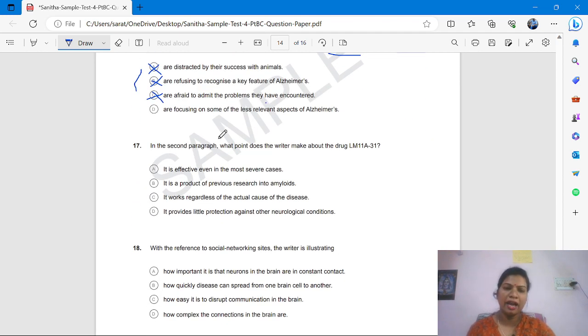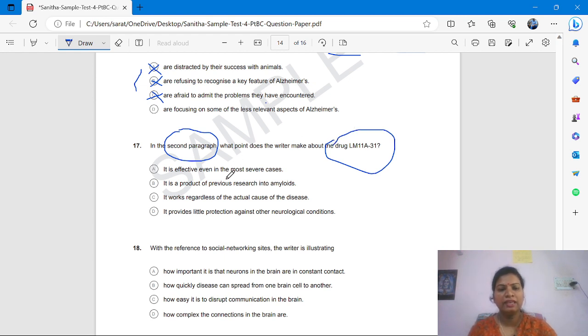In the second paragraph, again we have to come to the second paragraph. What point does the writer make about the drug LM11A-31? In the second paragraph, we are going to find out the answer. What point does he make?